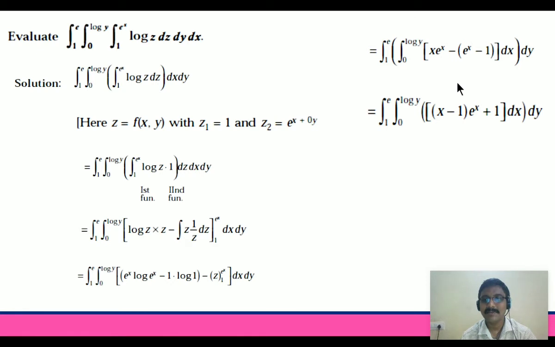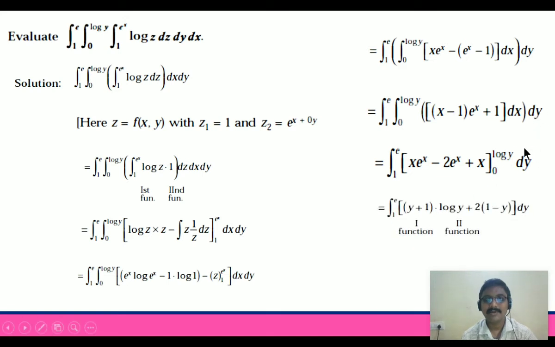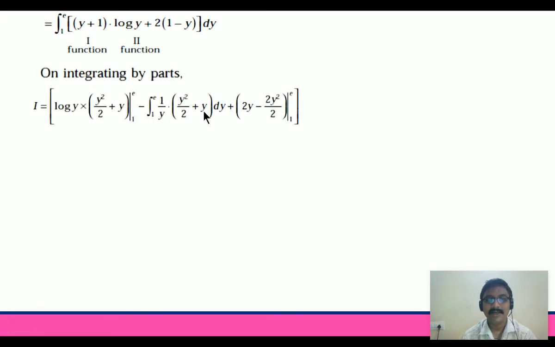So simplifying the expression, now while integrating with respect to x, we have to keep y terms as constant. So x e power x is integrated, substituting upper limit as log y and lower limit as 0. For the first term, we have to apply integration by parts again. y plus 1 is first function and log y is second function. So taking integration by parts, we'll get the expression like this.